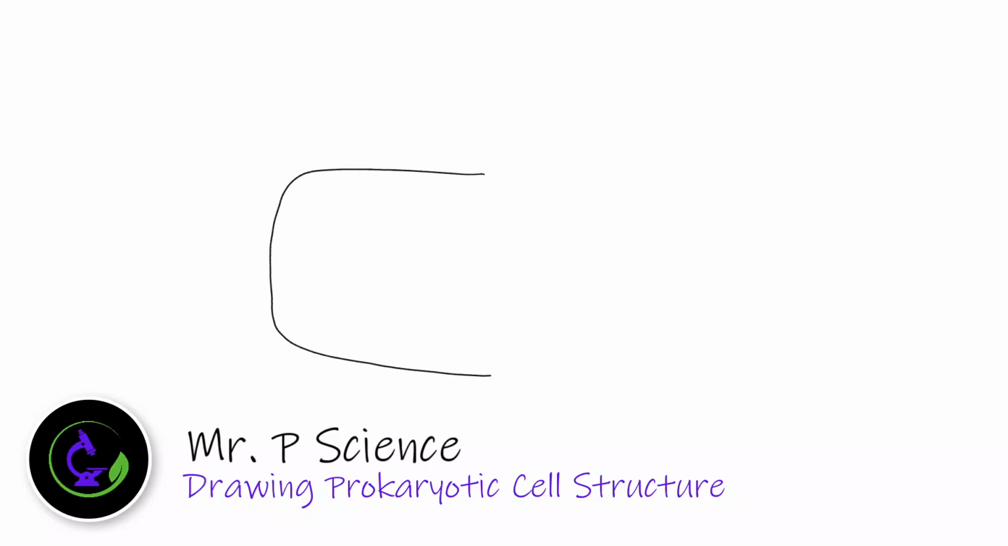Hey guys, Mr. P. In this video we're going to talk about how to draw the ultrastructure of a prokaryotic cell based on an electron micrograph. We're going to start by giving our cell a general outline, and that's going to be followed by the addition of the cell wall. So I like to start drawing the prokaryotic cell with a cell wall.